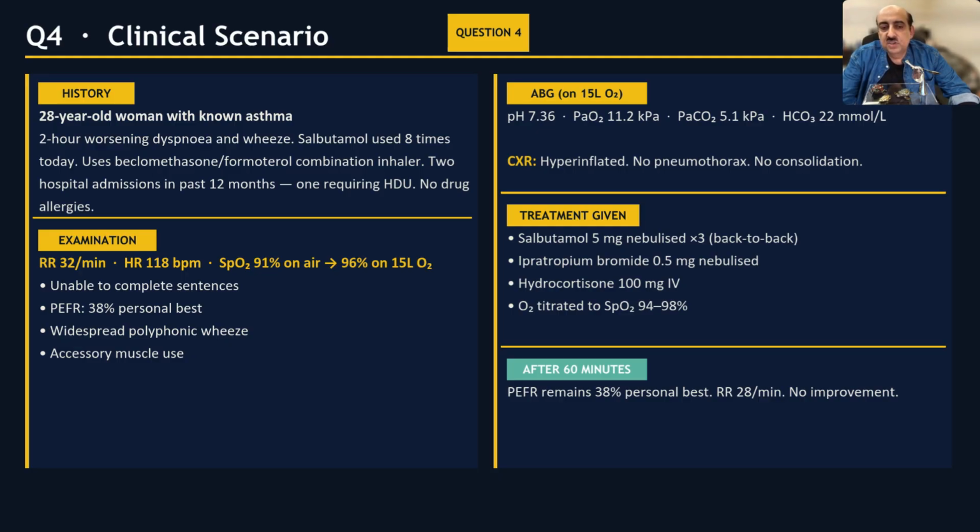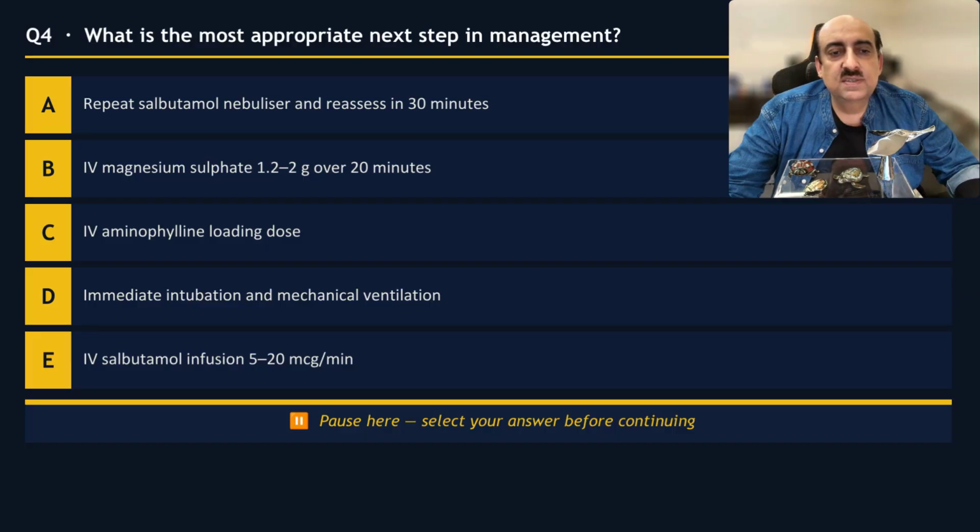However, despite this initial treatment, after 60 minutes, her peak flow still remained around 38% of her personal best, and she was still tachypneic at about 28 breaths per minute without any significant clinical improvement. What is the most appropriate next step in her management?